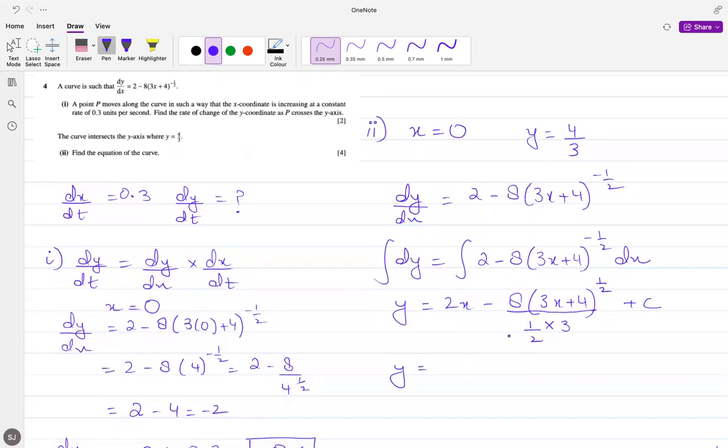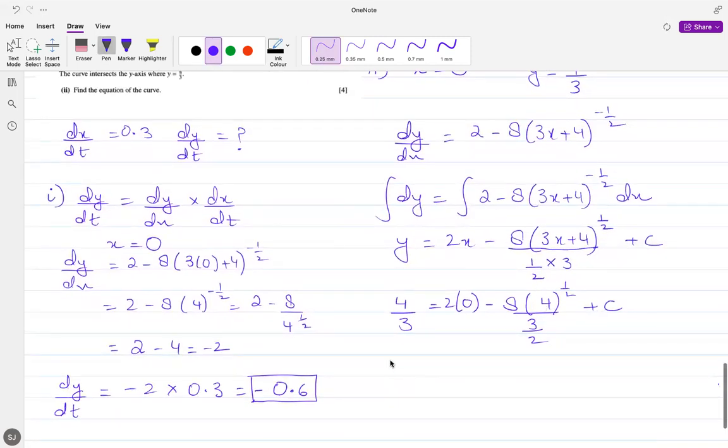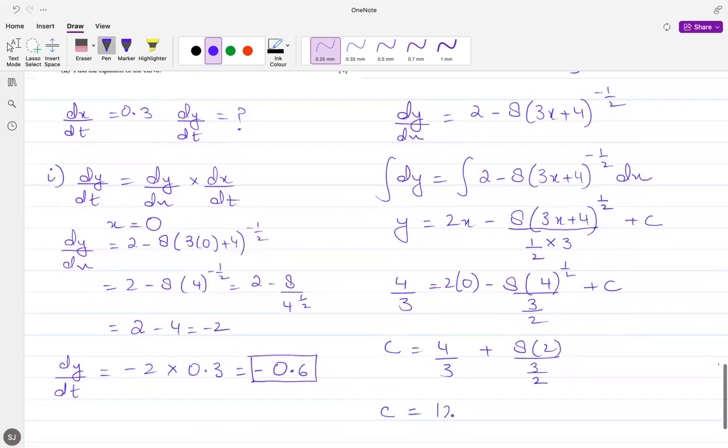So finally, to get the value of c, we will substitute the values of x and y as x is 0 and y is 4 upon 3. So in place of y, we can substitute 4 upon 3, which is equal to 2 times 0 minus 8 times (3 times 0, which is 0, plus 4) to the power 1 upon 2, divided by 3 upon 2, plus c. So this will become c is equal to 4 upon 3 plus 8 times the square root of 4, which is 2, divided by 3 upon 2. Substituting this value in the calculator, we'll get the value of c as 12.